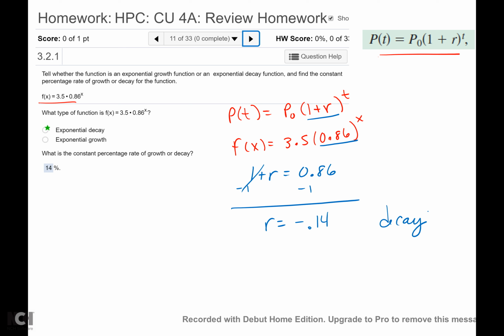And my percentage rate, to turn this back into a percent, you move it two places over, and we don't put the negative on it because we know that it's decay. It's decaying at a rate of 14%.